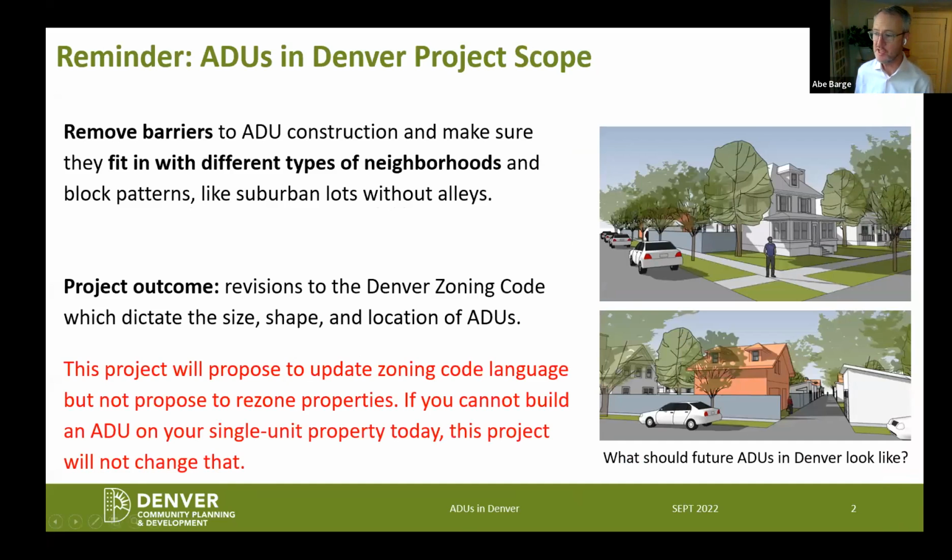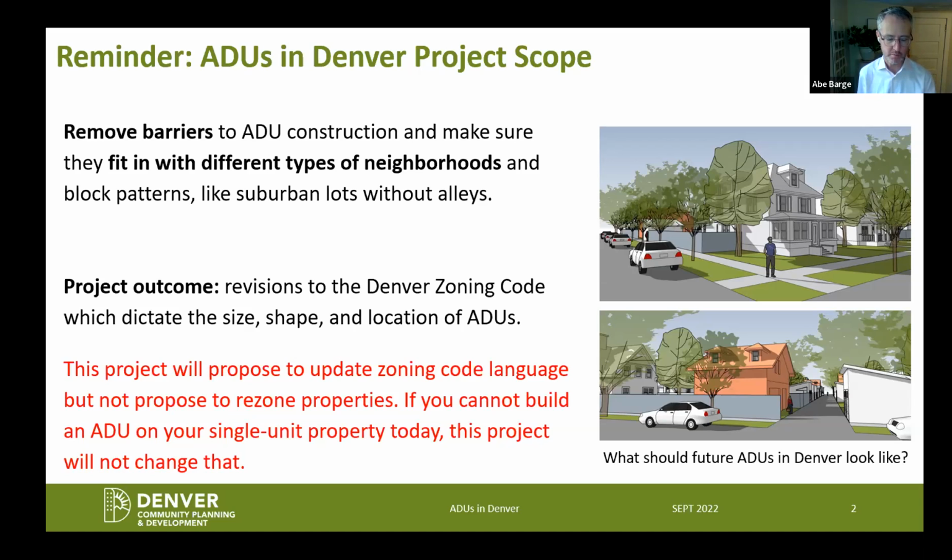So this presentation was probably just a little too long, so feel free to move me along, Christine, or stop, and we can have questions and then zero in on the things that folks are most interested in. But just a reminder on the scope of the ADUs in Denver project, it's really about removing barriers to ADU construction and making sure they fit in with different types of neighborhoods and block patterns. So for example, making sure they fit in on suburban lots without alleys, as well as on urban lots, which can be very different, and that might mean fairly different rules.